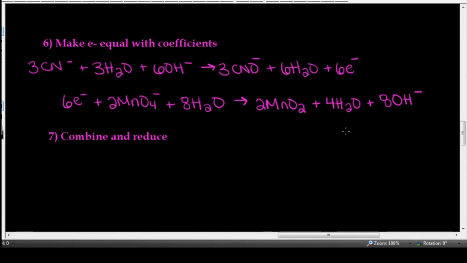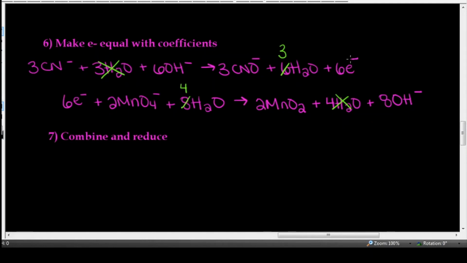Now we need to combine and reduce. Now, instead of rewriting it all into one giant equation, I'm going to combine and reduce a little bit in my head off of these reactions up here. So let's take a look at this first half reaction. See how these 3 waters would reduce this water to 3, right? And maybe we can combine and reduce some waters in my other half reaction. So these 4 waters will totally cancel out and reduce this guy to 4 waters.